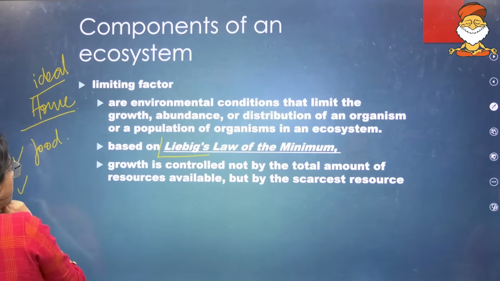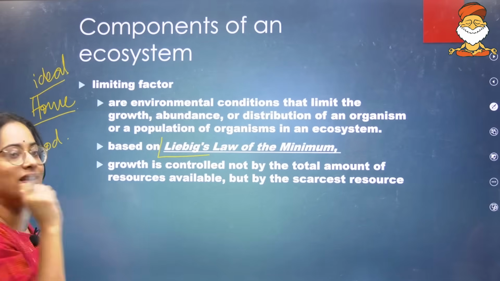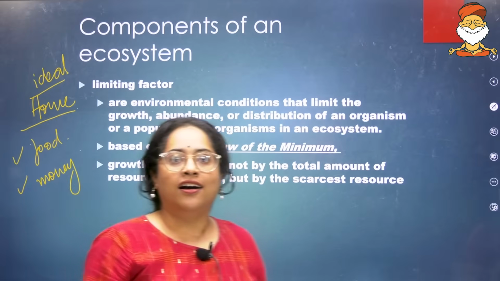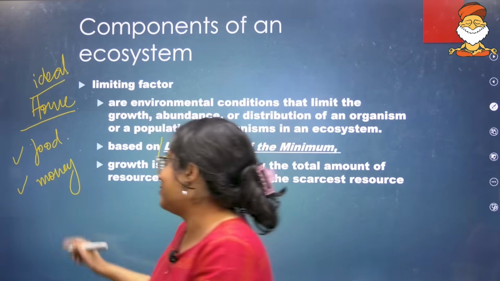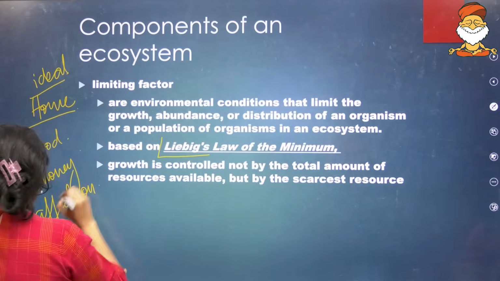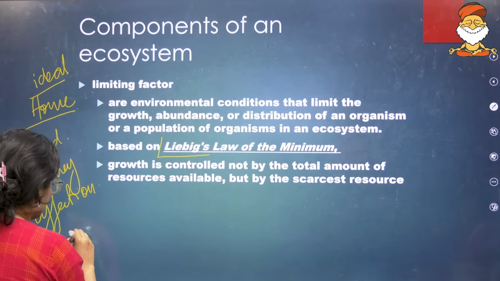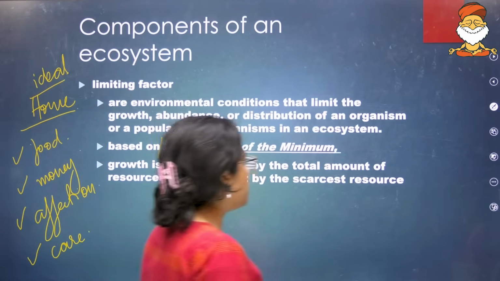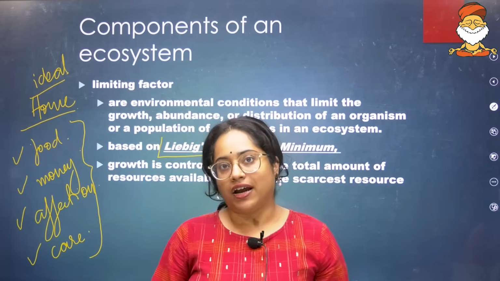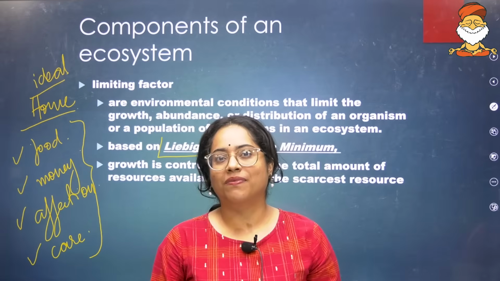You get a good amount of each and every need of yours. The money part is sorted. Then you get affection. You get care. You're surrounded by people who care for you. These are all your essential factors, which also means these are all your limiting factors.